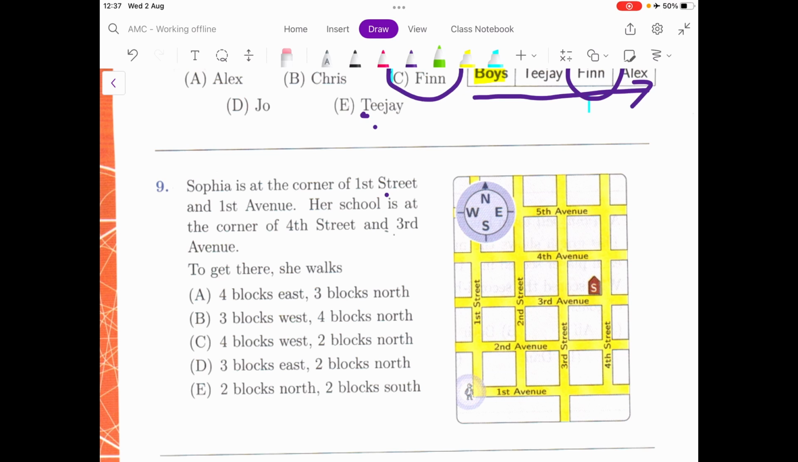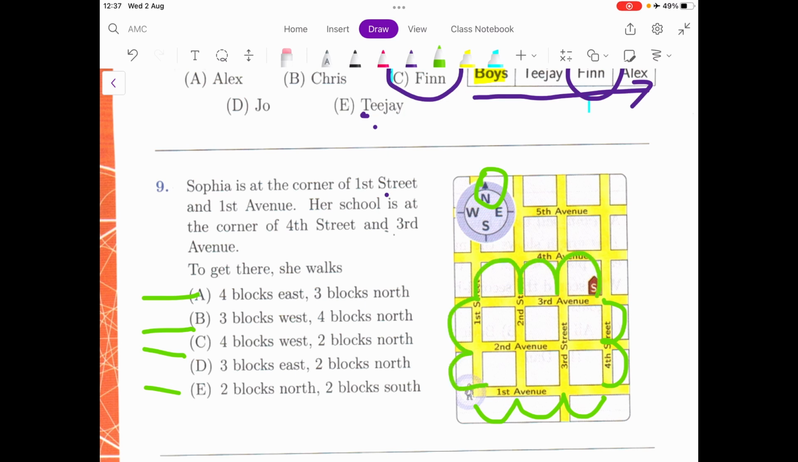To get to the school, she walks what? There are different options given. You can try to solve all those. Or what we can say is from here, she has to go 3 blocks in the east direction. She has to travel 3 blocks to the east and then move 2 blocks up, which is the north direction. So the answer should be either 3 steps east, 2 steps north, or she can go 2 steps north first, 2 blocks, and 3 blocks east.